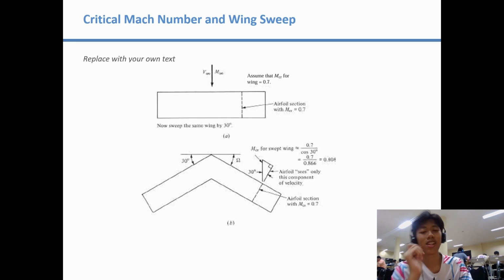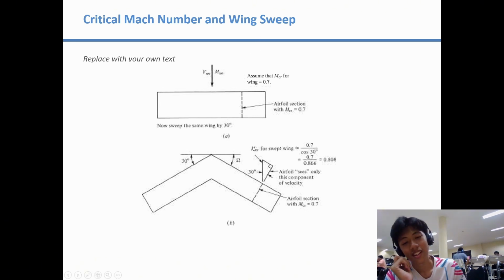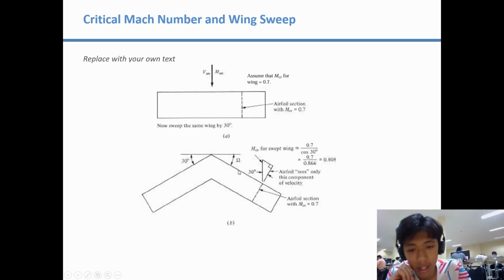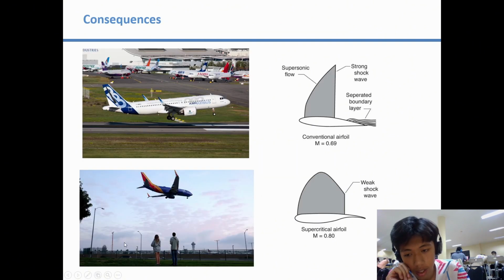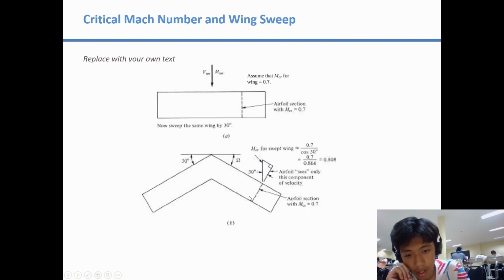So here it is actually a really simple matter of trigonometry and vectors. You can see this is a straight wing. So let's say that we are flying with a straight wing, and assume that the critical Mach for this wing is 0.7. It means that at Mach 0.7 you will experience a shockwave here. We can say that here, actually, the air is moving like this.